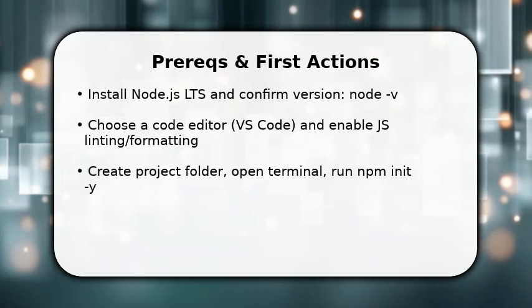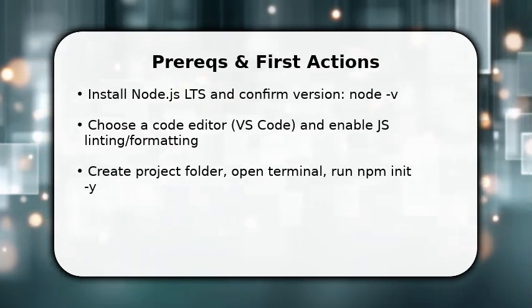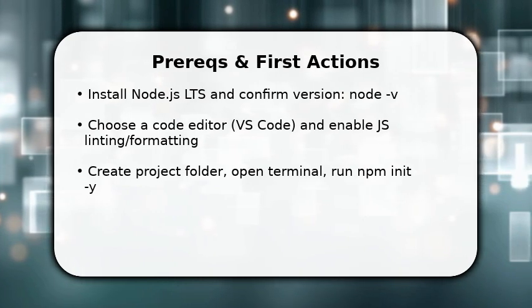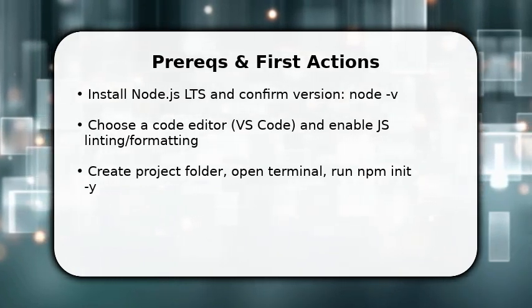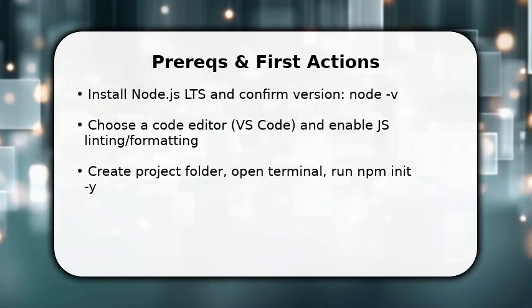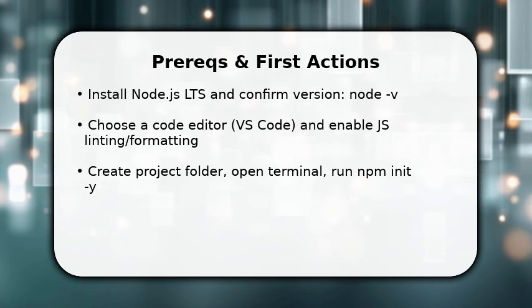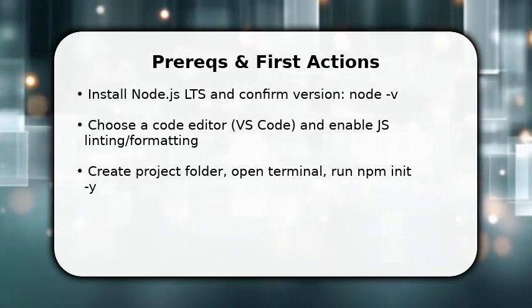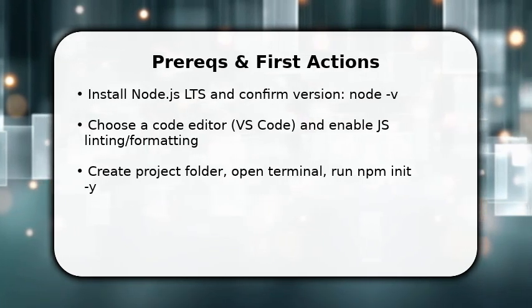You already have what matters: curiosity and a machine. First, install Node.js and verify node -v, then pick VS Code and enable linting. Once done, create a project folder, open it in the editor, and run npm init to create package.json. Make sure to add a .gitignore and initialize git so you track changes.